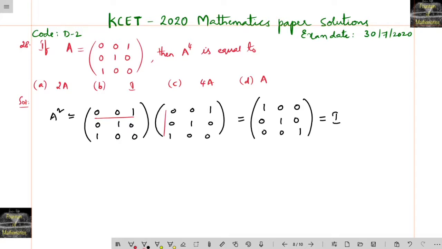See, if A square is the identity matrix, A square is equal to I. Then what is A power 4 we can write? A power 4 can be written as A square into A square. What is A square? I. I into I. Again you will get I only, the I matrix. Okay, done. So we can say the answer for question 28 will be option B.